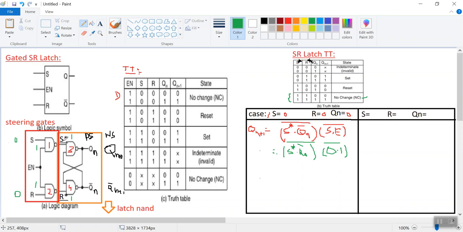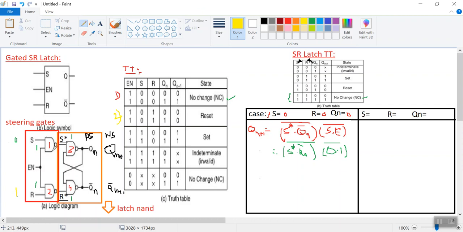So here when S star is equal to 1 and R star is equal to 1, by default Qn plus 1 is equal to no change state is occurring. That is the direct representation we can state. And in the second case, I am just replacing the values: S is equal to 0 and R is equal to 1.